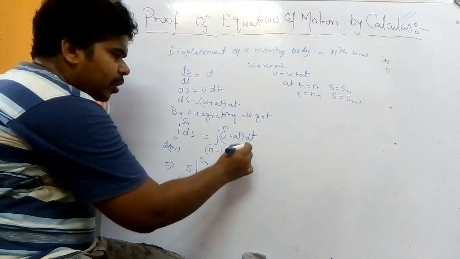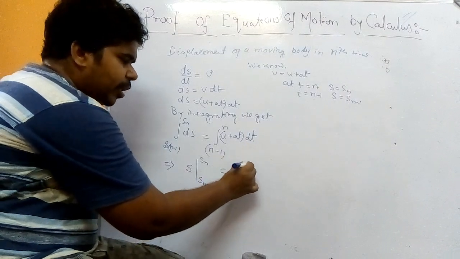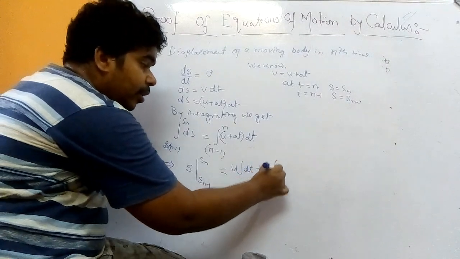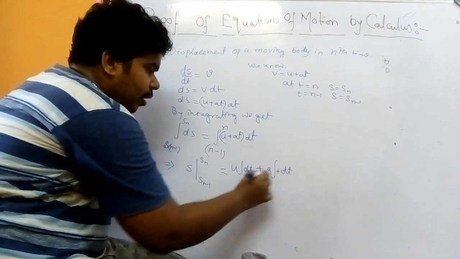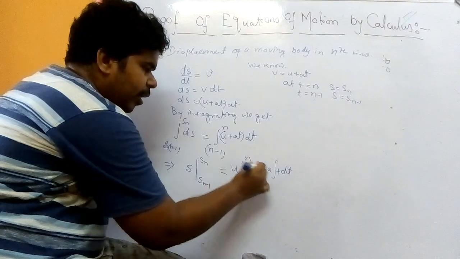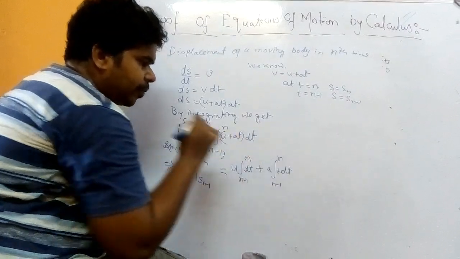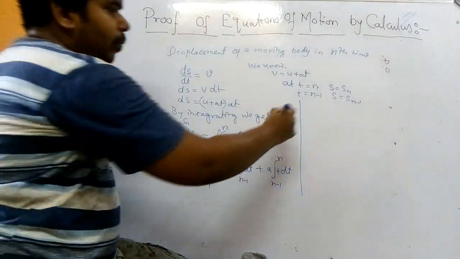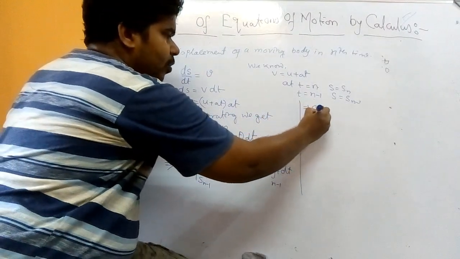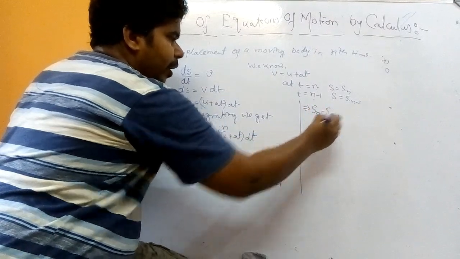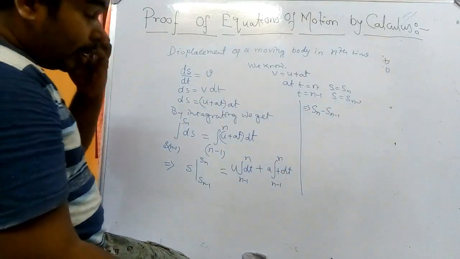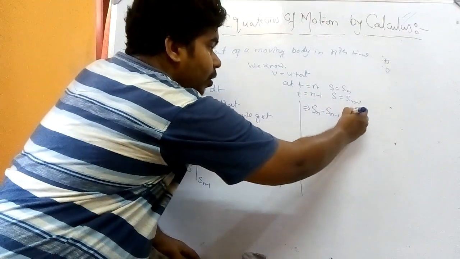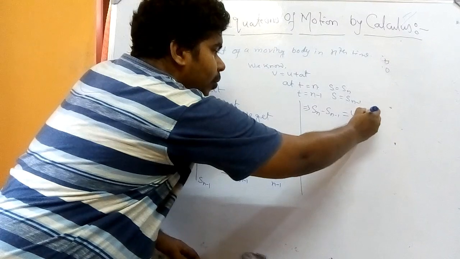So u integration of dt plus a integration of t dt, it is n minus 1 to n, also n minus 1 to n. Okay, we are coming this side. So here we have to put upper limit minus lower limit. So s of n minus s of n minus 1. And here integration of u dt. So dt means t. So if I take u, integration of dt means t.